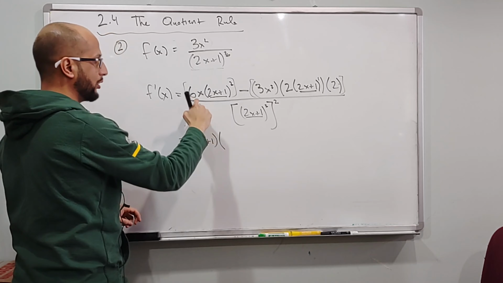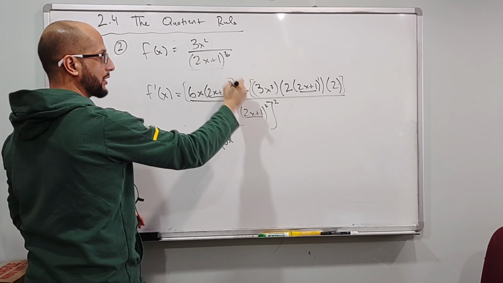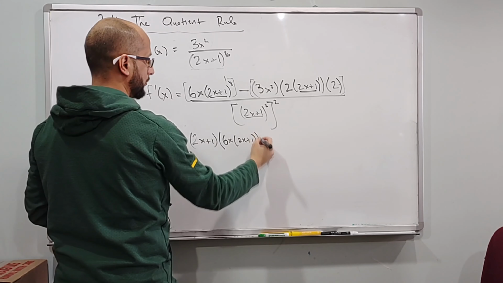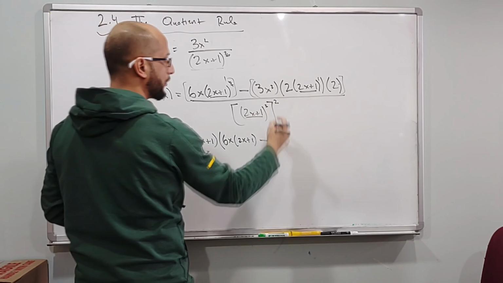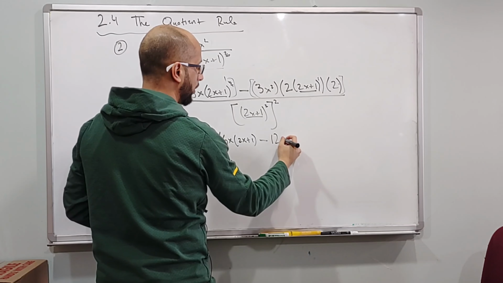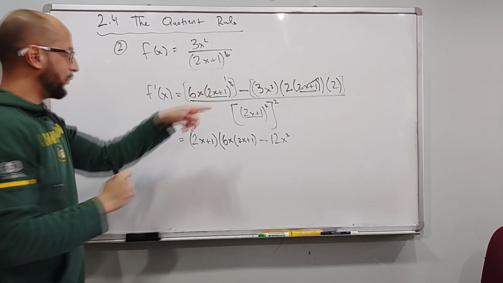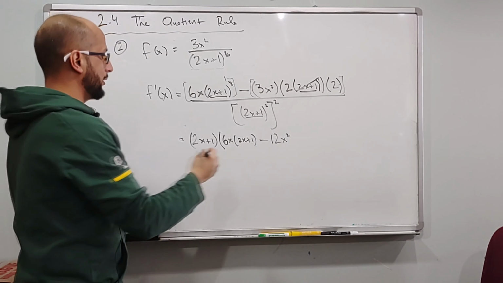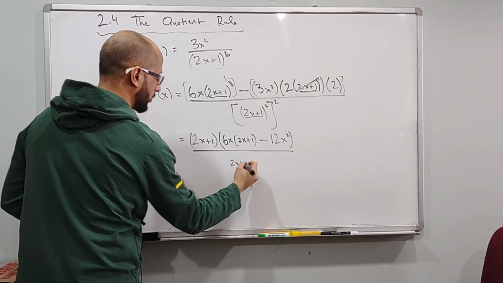When 2x plus 1 comes out, here I'm left with 6x, and then since one of them has come out, there's a 1 left. So 6x times 2x plus 1 minus, and then here we have 3x squared times 2 times 2. So 2 times 2 is 4, times 3 is 12. So I have 12x squared, because this 2x plus 1 is gone once you factor it out. Close the bracket, all over 2x plus 1.